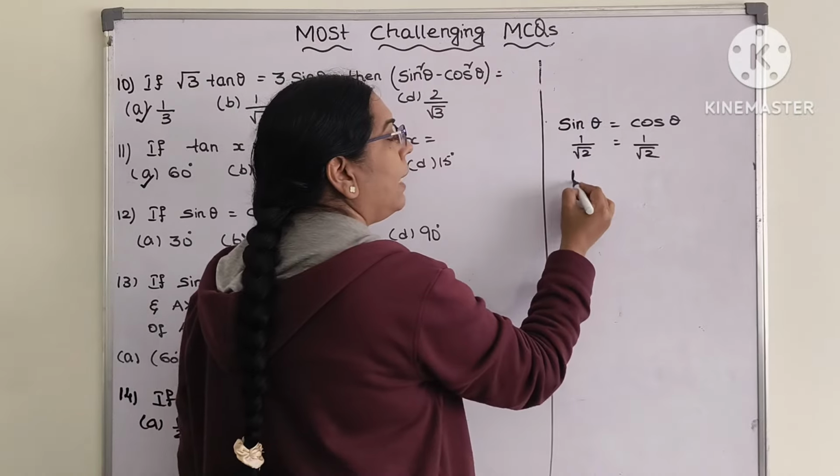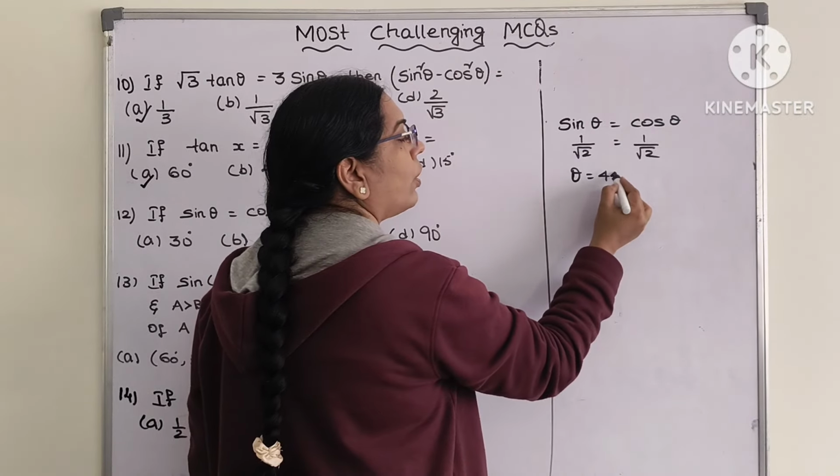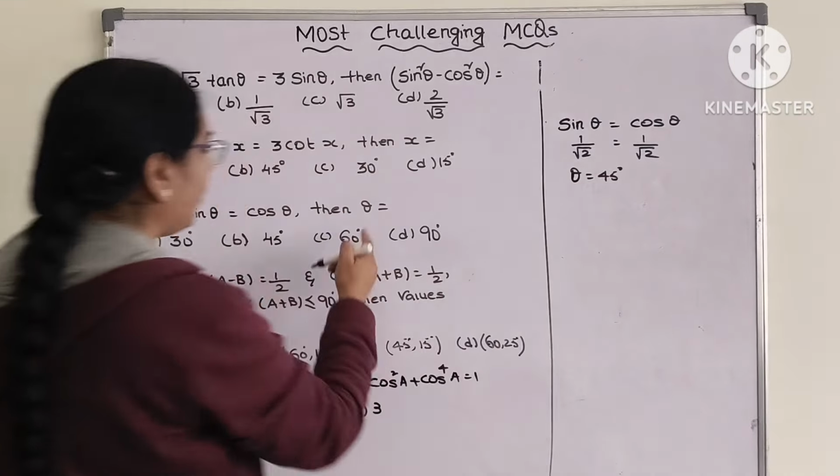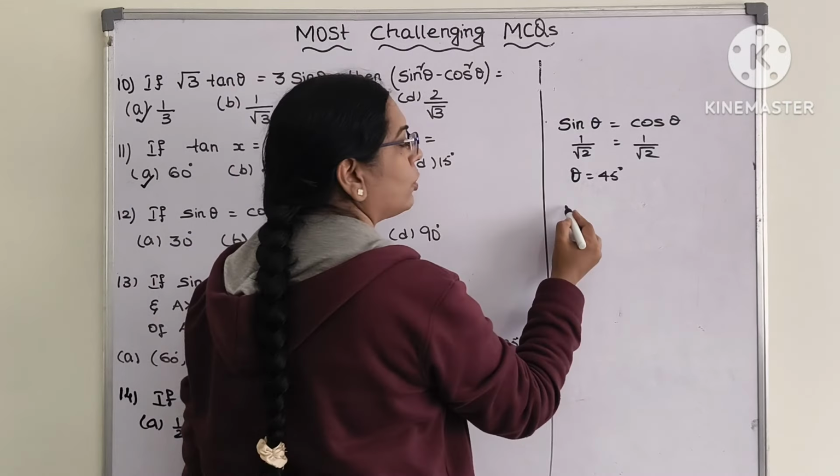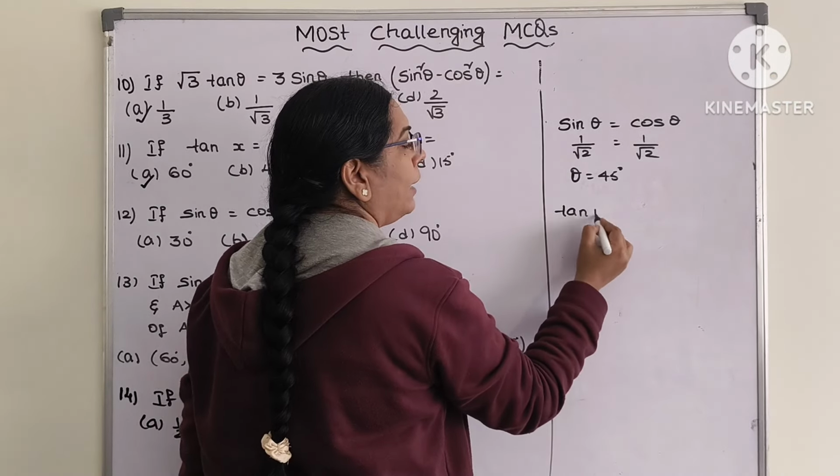At what angle? At theta equals 45. Hence, theta for this is 45. You may also expect such questions for tan and cot.